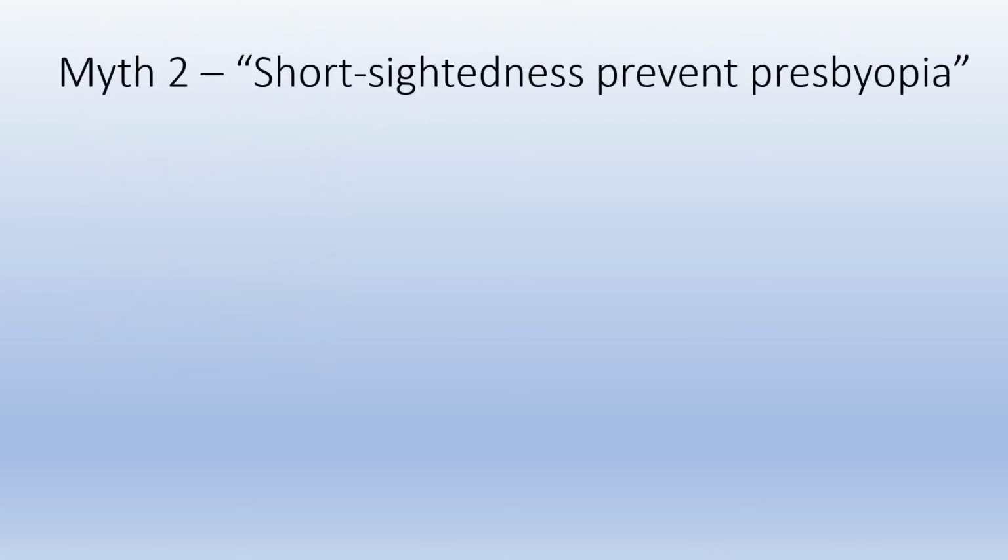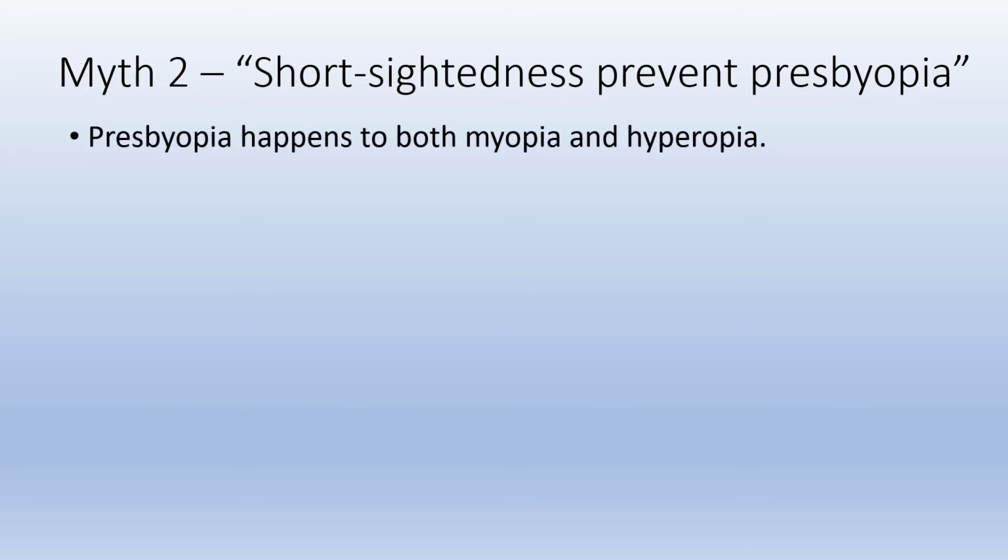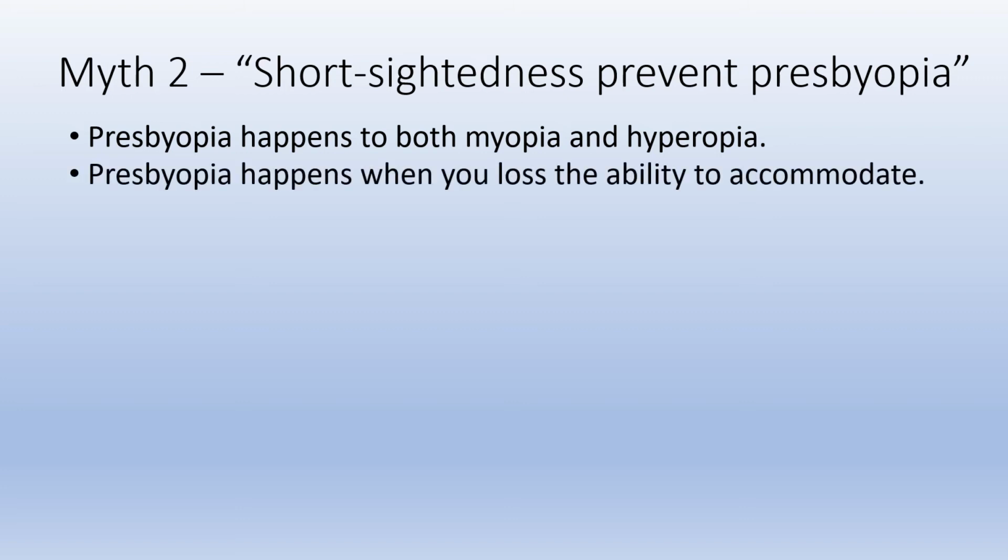The second myth is, short-sightedness prevents presbyopia. Well, not exactly. As I said, presbyopia happens to everyone, whether or not you have myopia or hyperopia. More correctly, presbyopia is that you lose the ability to accommodate. Basically, for near vision, your eyes need to, if you like, do a bit of work in order to get the image focused onto the retina.